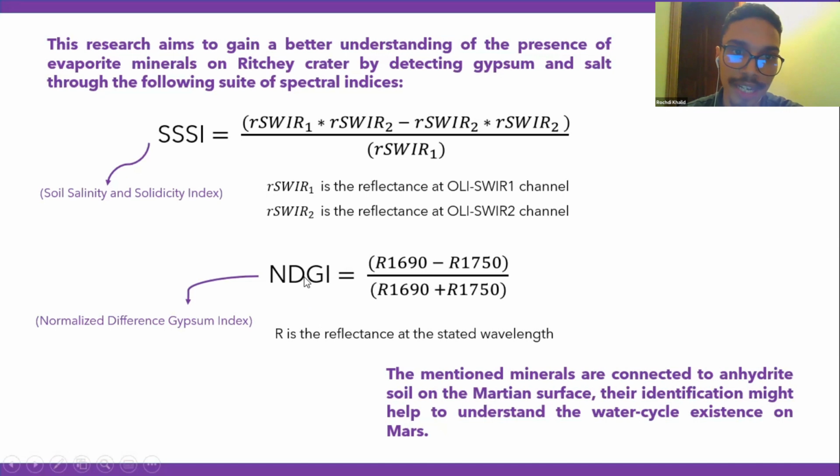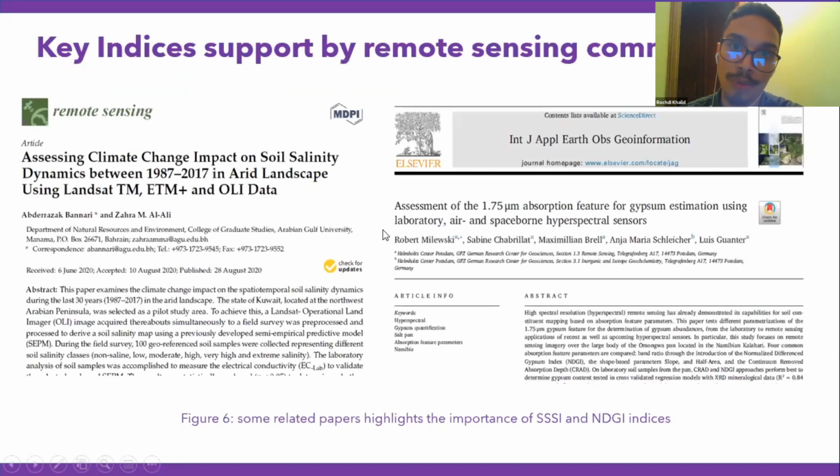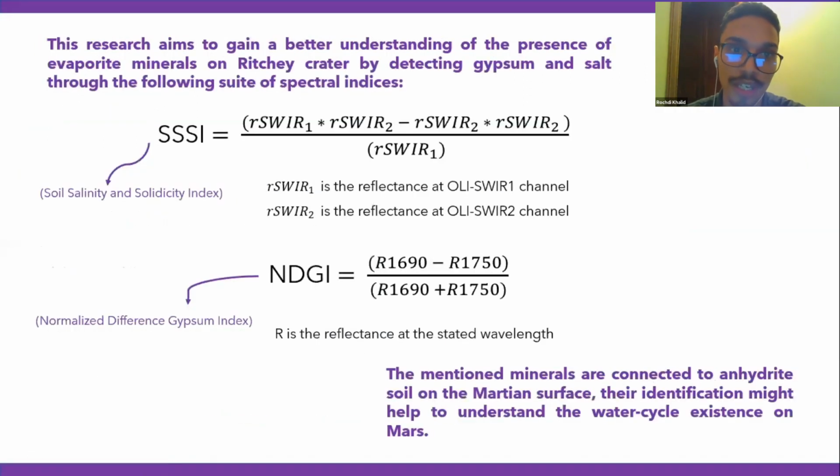The second one is NDGI, which is only focused on gypsum. It stands for normalized difference gypsum index. These two indices are supported by the remote sensing community. The first research, on the left, recommends using this index to characterize salt.